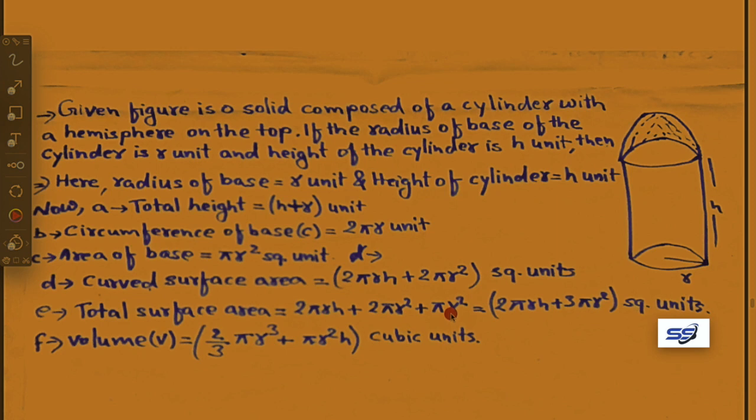Now on adding all these three terms, our formula shall be changed. See here, our formula will be 2 pi r h plus 3 pi r square, in square unit. Volume V equals 2 upon 3 pi r cube plus pi r square h, in cubic unit. Volume shall always be written in cubic unit. Using all these formulas, we will calculate certain things as provided, with r or something different, and much more.